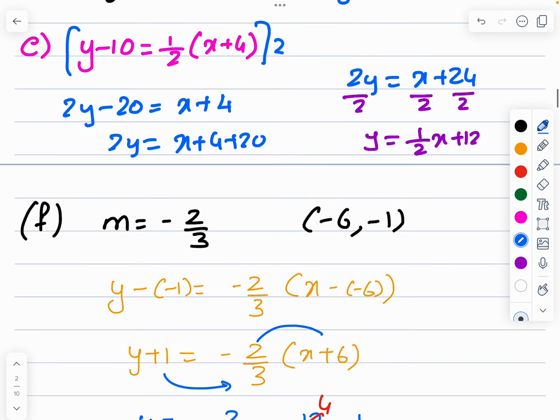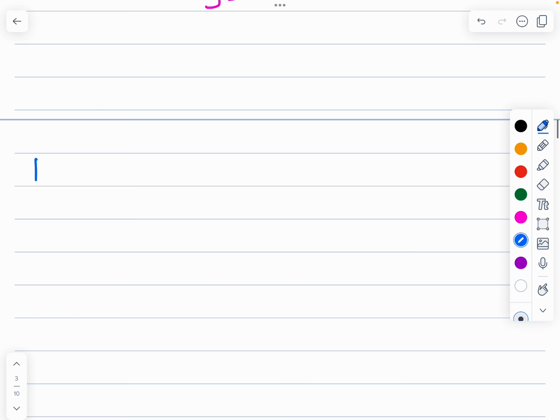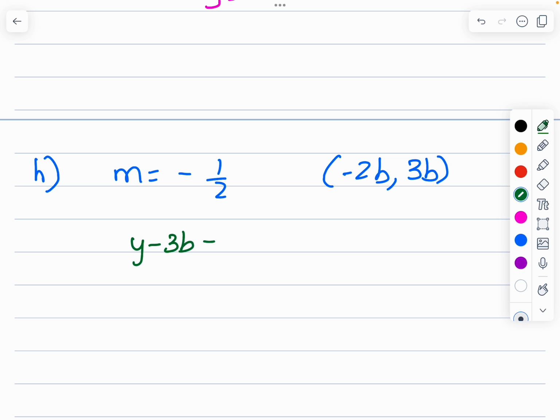Coming to part H. Negative 1 upon 2, negative 2b, 3b. The gradient is negative 1 upon 2 and the point is (negative 2b, 3b). So y minus y1 equals m times x minus (minus 2b), which becomes plus 2b.